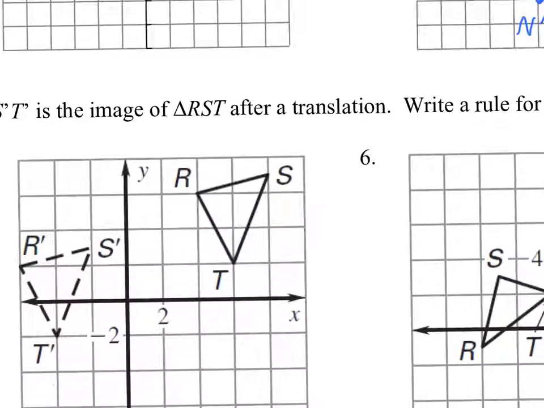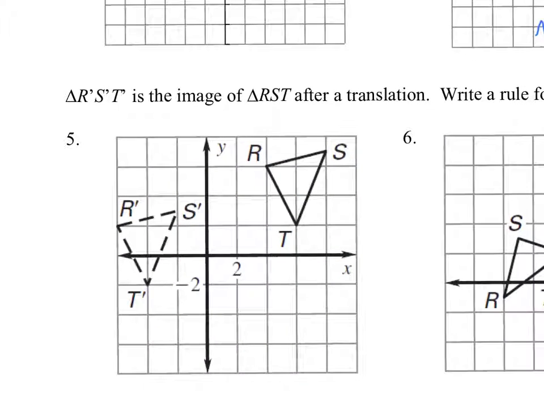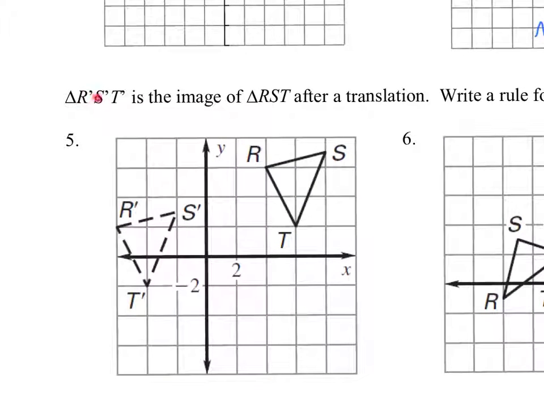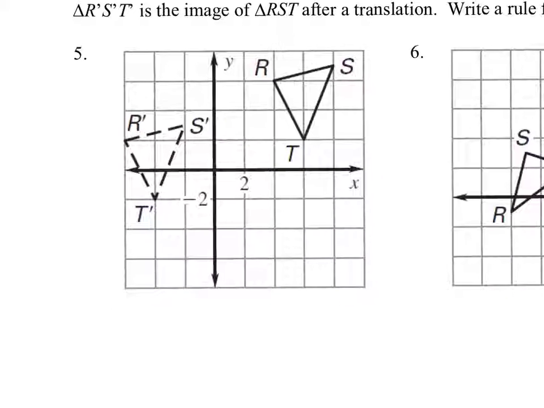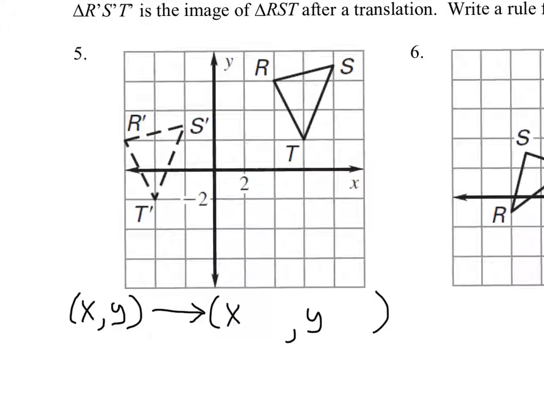Alright, the next ones you can see have already been done for you. The directions say R prime, S prime, T prime is the image of triangle RST after a translation. Write a rule for the translation. So now you have to be the one to put down parentheses x, comma, y, arrow, and then we're going to do something with the x and something with the y. So when I see a problem like this, I automatically put down the shell or the notation of what I'm going to need to do.